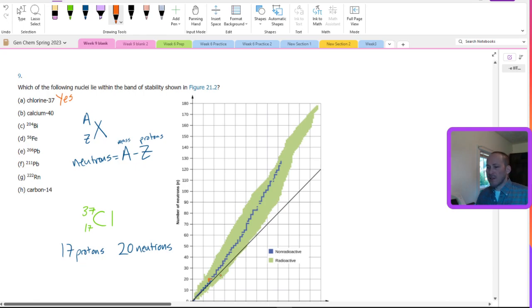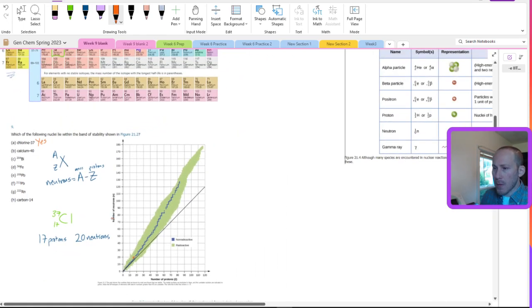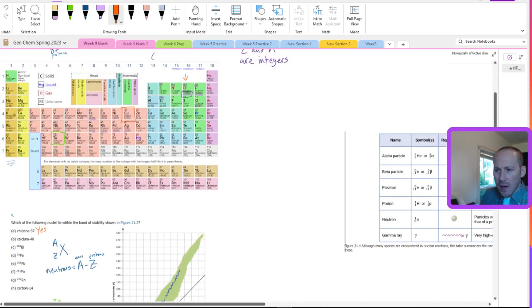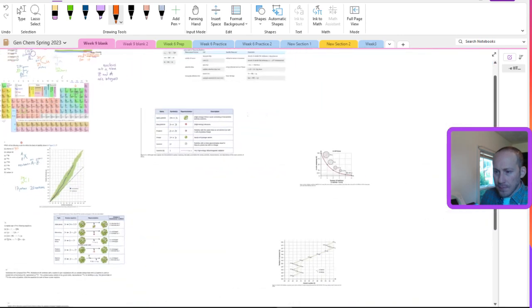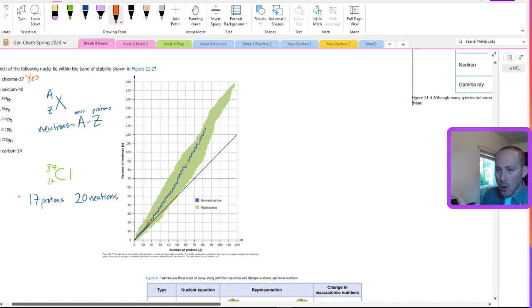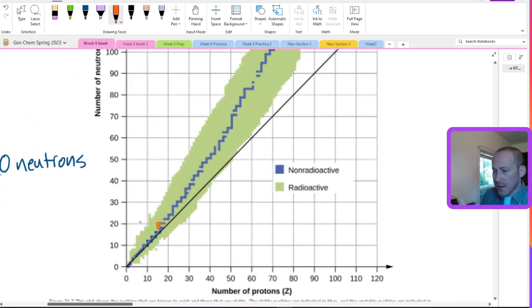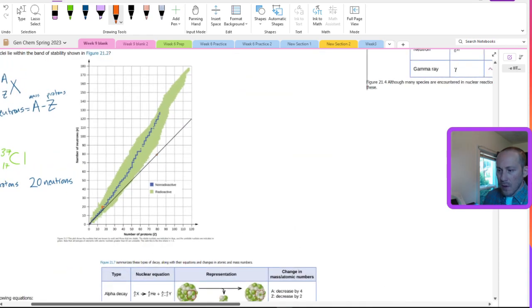And what does radioactive even mean? Don't worry. We're going to talk about that. So calcium 40. Calcium is element number 20. Calcium 40 sounds like 1-to-1, but it's a little big to perfectly be on there. So this will be interesting.